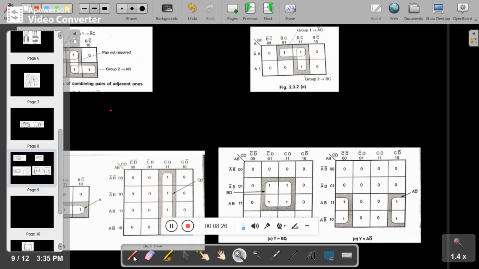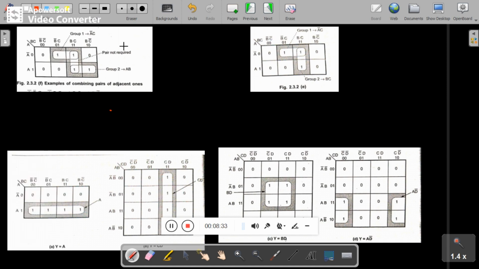So one more problem we will see here. In this problem you can see one group is this one and one more group is this one. So first group, group 1, the answer is A bar C, we have already seen. Second group answer is B, C, and our final expression, suppose it is a function y, is A bar C plus B, C. This is the way of solving. This is called as minimal SOP.